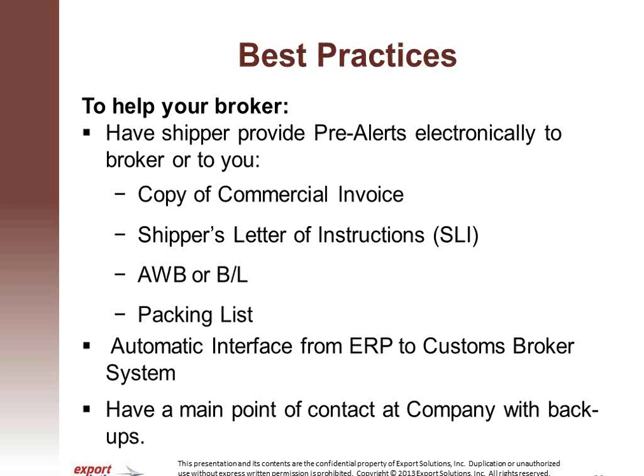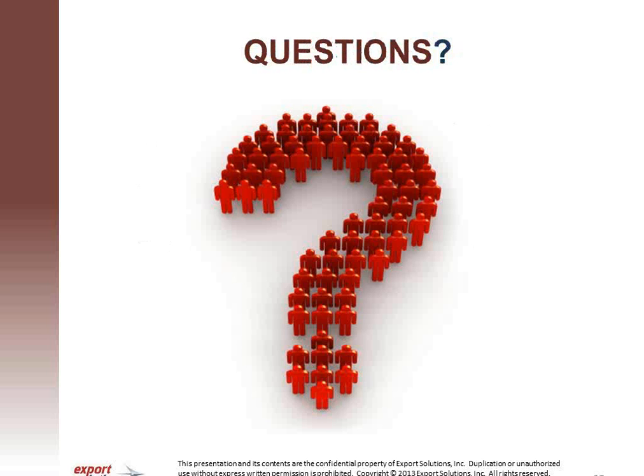So that takes out the manpower that's there, and it has less of a chance of having some type of a mistake or error when the items are being entered into the U.S. So if it's possible to do that automatic interface from your ERP system to the customs broker system, that's the best way to go. Obviously have a main point of contact at your company along with any backup. So while that person's on vacation, who does the customs broker go to if they have questions on an entry? And I'll stop there, Tom, and see if there's any questions.